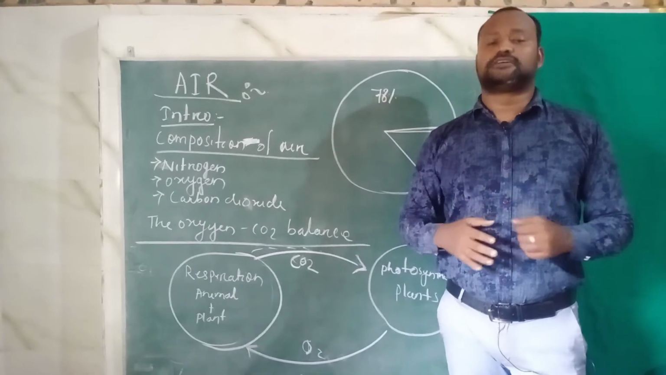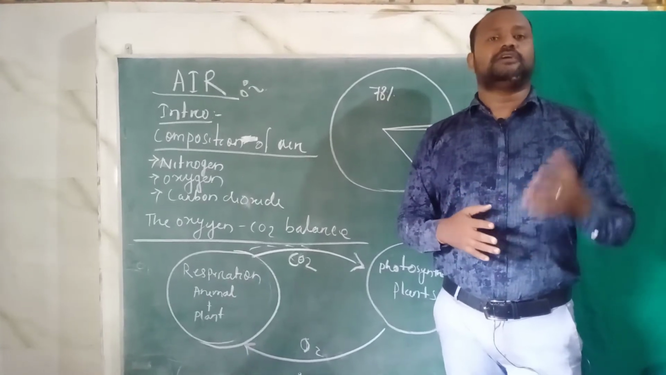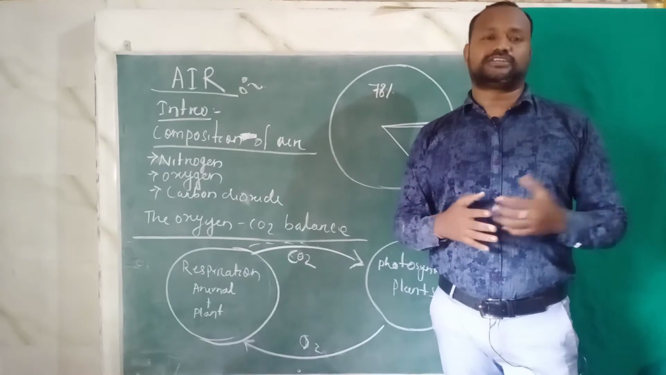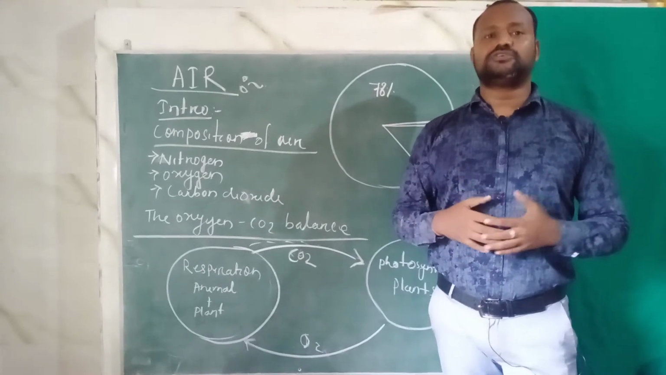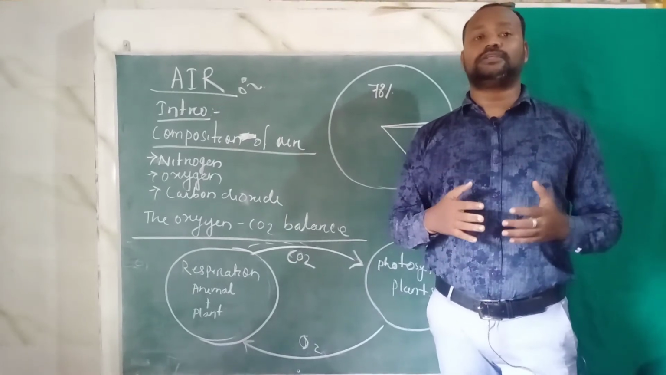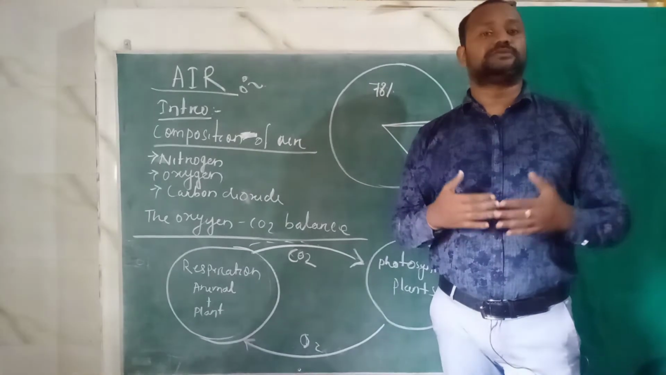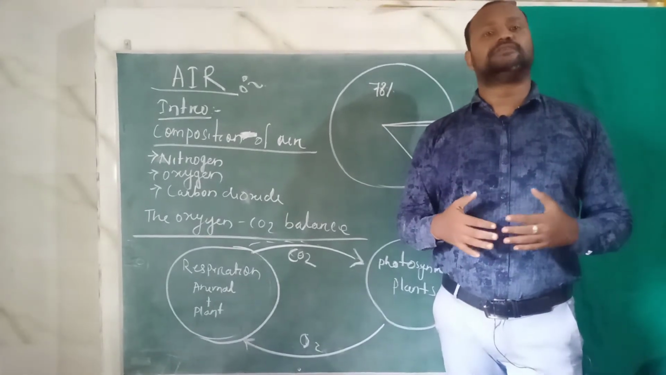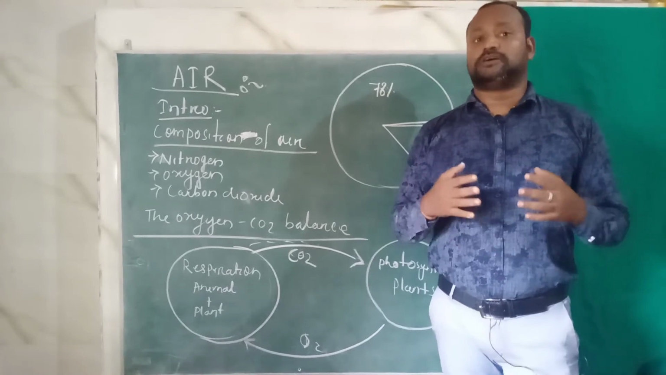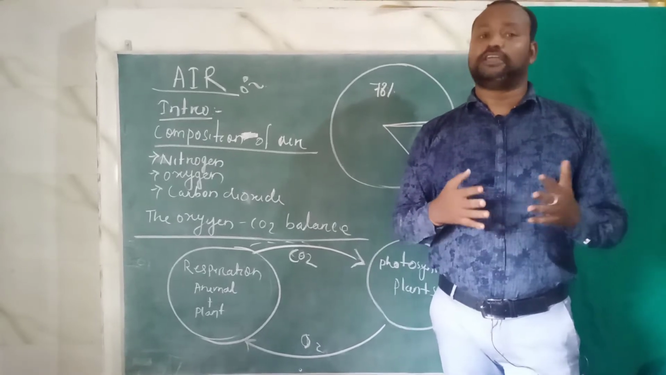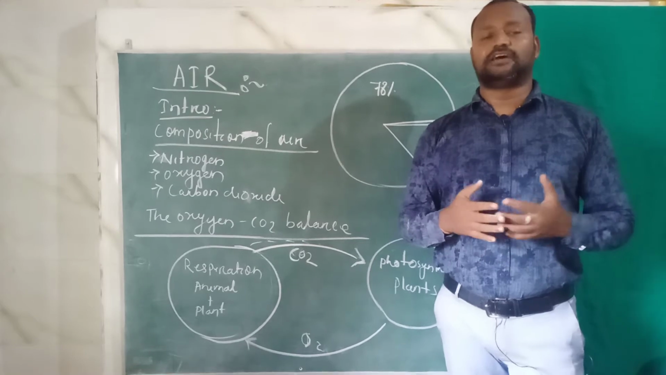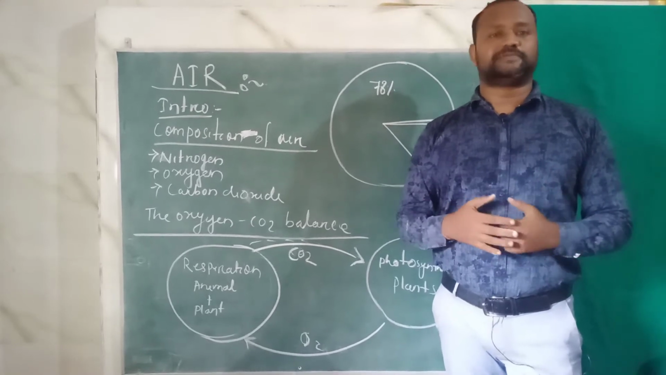Air protects us from the very harmful ultraviolet rays. It also radiates the amount of solar energy which is coming to the earth's surface, by the ozone layer. The air helps us in photosynthesis. The air helps us in respiration.